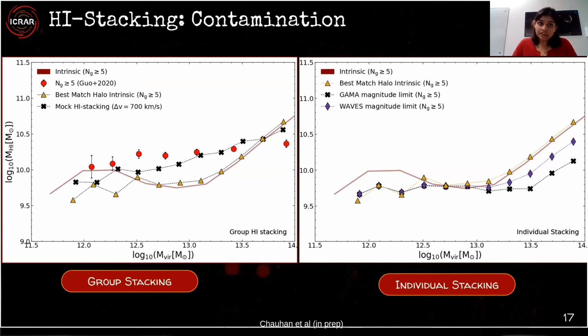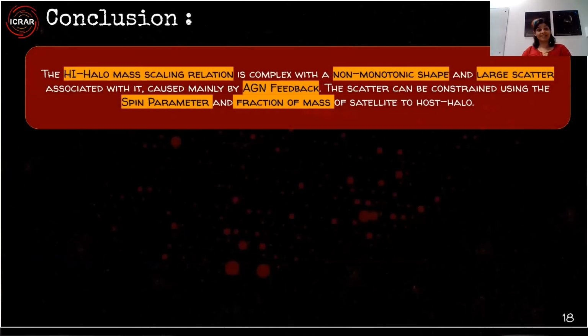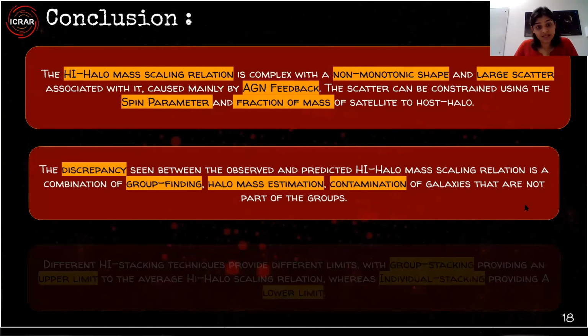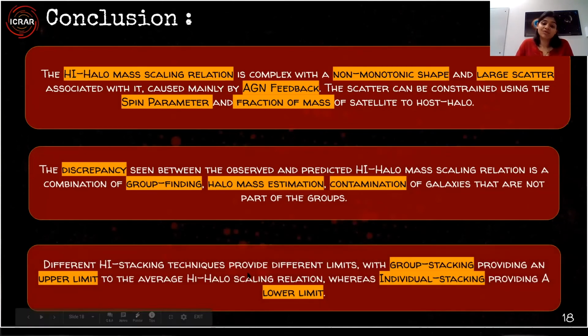So in conclusion, the HI halo mass scaling relation is a complex relation, which is non-monotonic and has a large scatter associated with it, which is mainly caused by AGN feedback. The scatter can also be constrained using spin parameter and the fraction of mass of satellites and host halo. The discrepancy that we see between the observed and predicted HI halo mass scaling relation is a combination of group finding, halo mass estimation, and contamination of galaxies that are not part of the groups. And finally, different HI stacking techniques provide different limits.